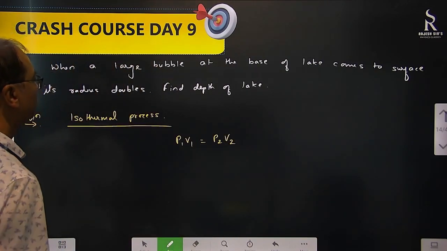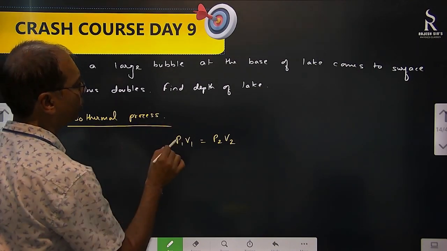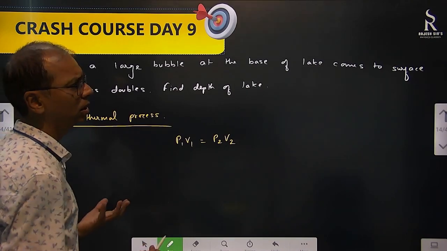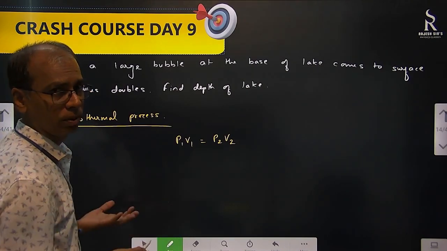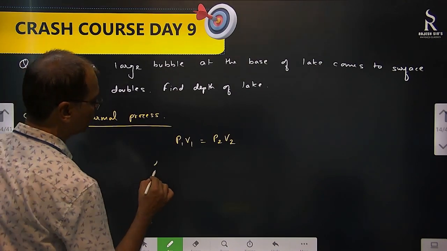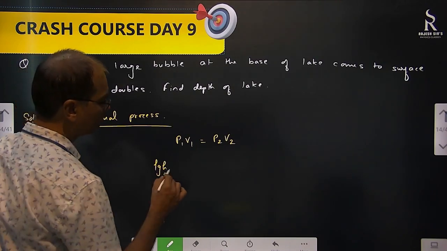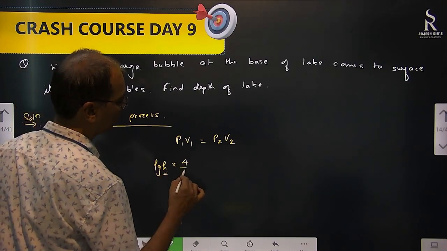Okay, so P1 V1 at the bottom first. He says that at the bottom, if I assume its radius is r, and at the top its radius becomes 2r, right? So P naught, what are you saying? Rho gh, where h I am seeing as the depth of the lake, into 4/3 pi r cube.